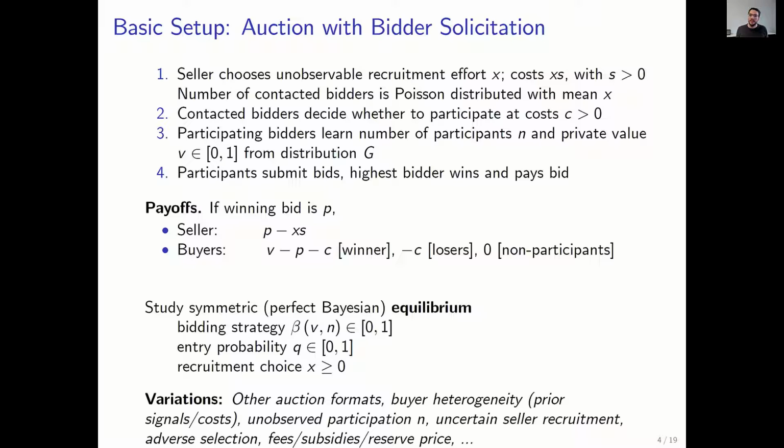In this model, the bidders do not get to observe the seller's recruitment effort X. So they don't get to observe how many other bidders are contacted. But in equilibrium, they will have a correct conjecture. So in equilibrium, it's known. Now, in many scenarios, there may be uncertainty by the bidders, and we may want to think that the bidders learn something about the seller's recruitment effort from the fact that they're contacted.